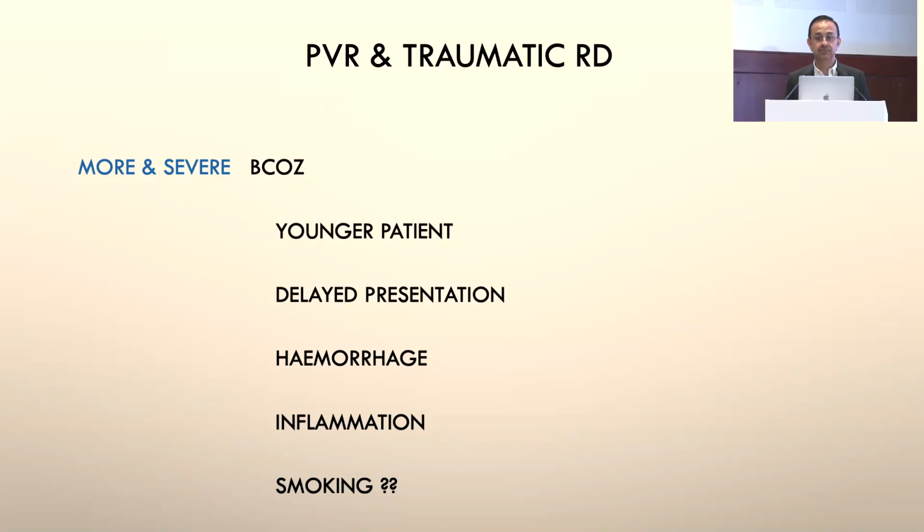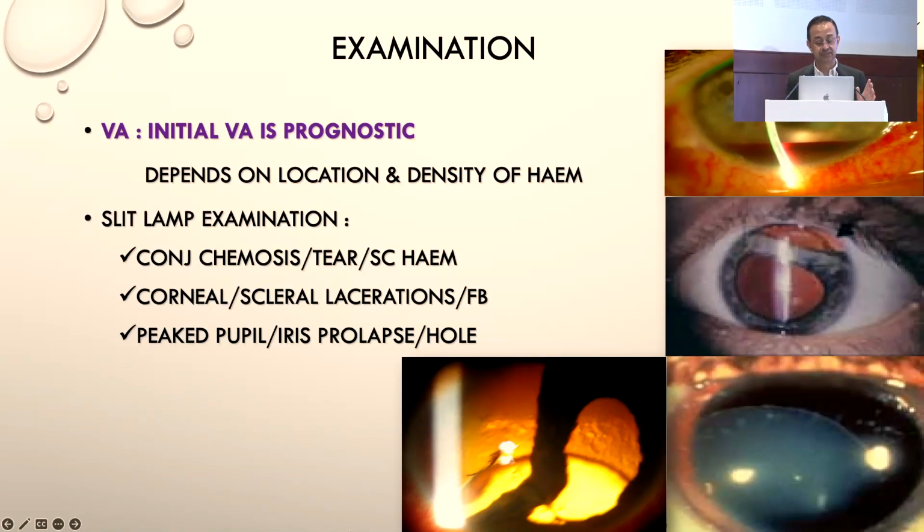Traumatic detachment per se is associated with more significant PVR compared to a rhegmatogenous retinal detachment because these patients are younger, they present late, they have associated inflammatory factors in the form of hemorrhage and inflammation, and smoking has been implicated rather.